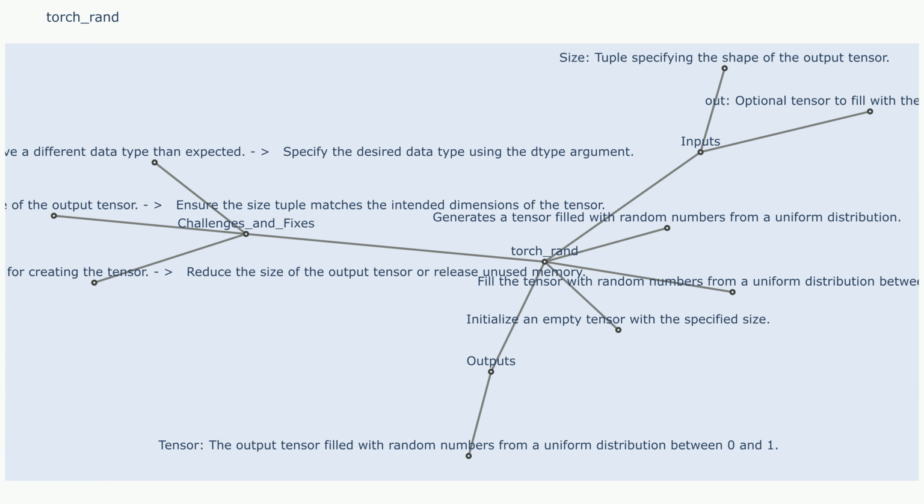Fixes to challenge 3: consider using torch.randn to generate random numbers from a standard normal distribution instead of a uniform distribution, as this can be more computationally efficient for generating a large number of random numbers. Alternatively, use torch.randint to generate random integers from a specific range.